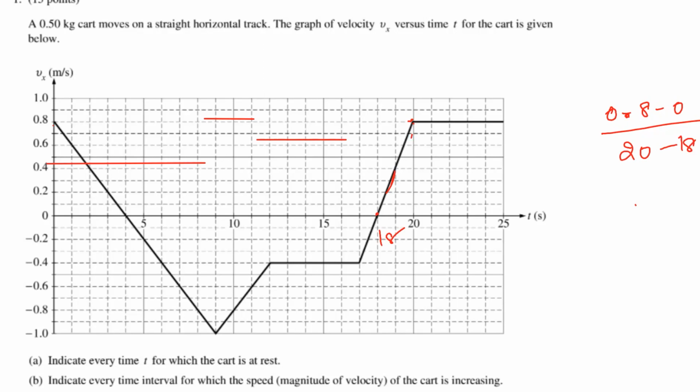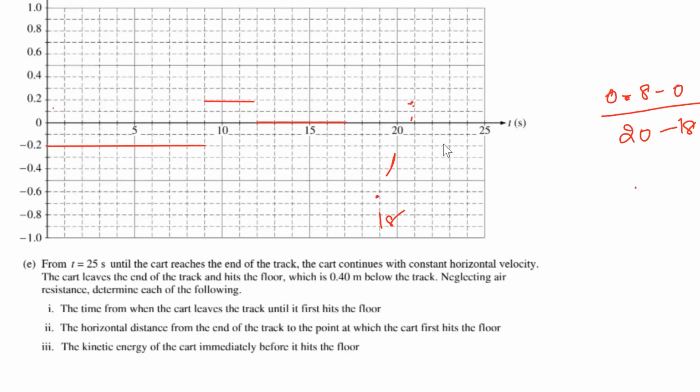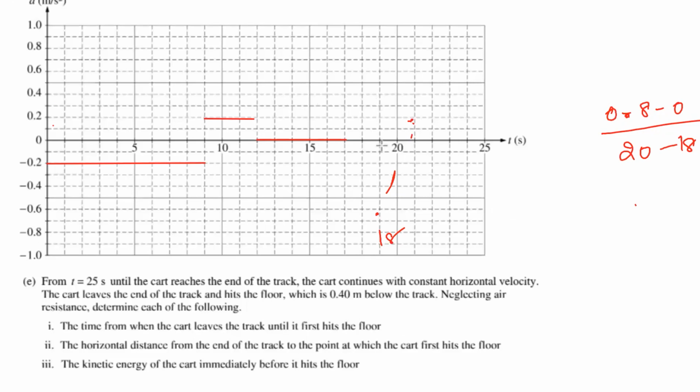So moving on to the graph, 0.4 meter per second square, that is here from 17 to 20 seconds. And then after that, its acceleration becomes 0 again from 20 to 25 seconds. So this is the acceleration time graph.